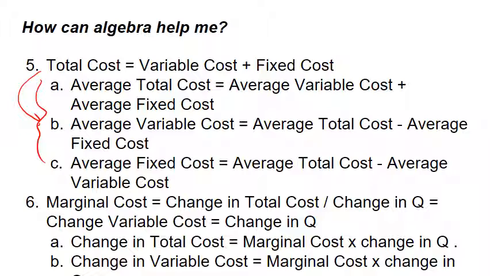And finally, marginal cost is the change in total cost over change in Q, which is equivalent to the change in variable cost over change in Q. There has to be a divide sign there, not an equal sign. This means that the change in total cost will equal marginal cost times the change in output, and the change in variable cost will equal marginal cost times the change in output. I got lopped off at the bottom of the screen, looks like.